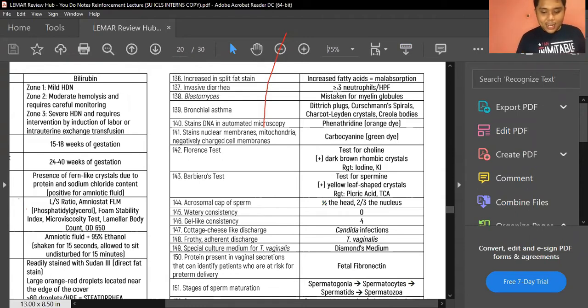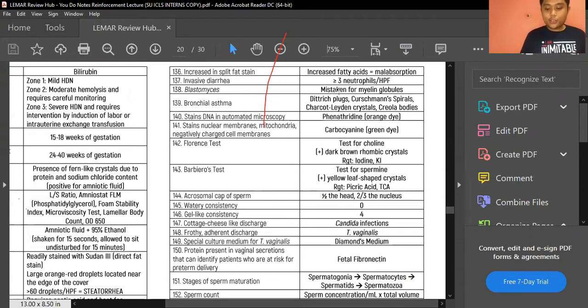Alright? Invasive diarrhea, of course, is greater than or equal to 3 neutrophils per HPF. Again, the principle of guaiac-based fecal occult blood testing is the pseudoperoxidase activity of hemoglobin. So same principle as with your urine.